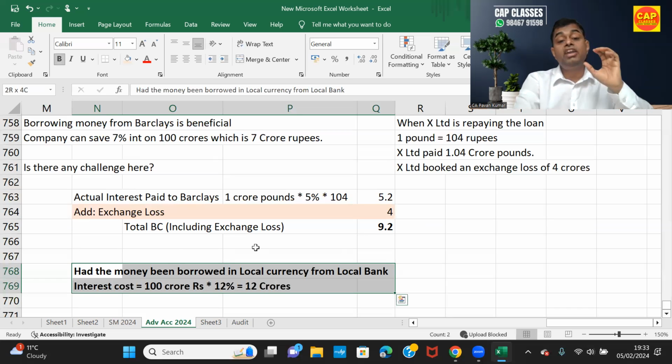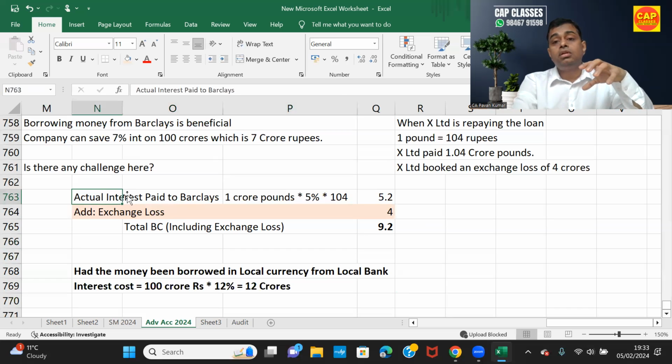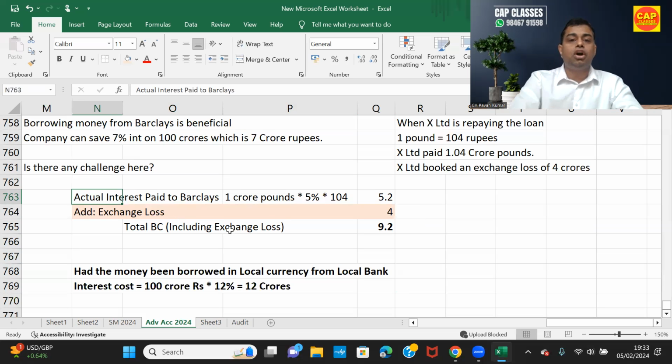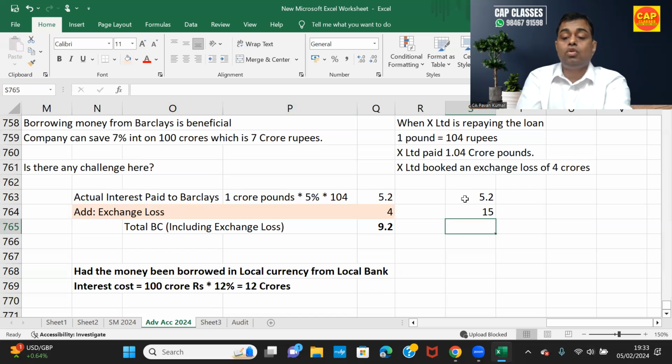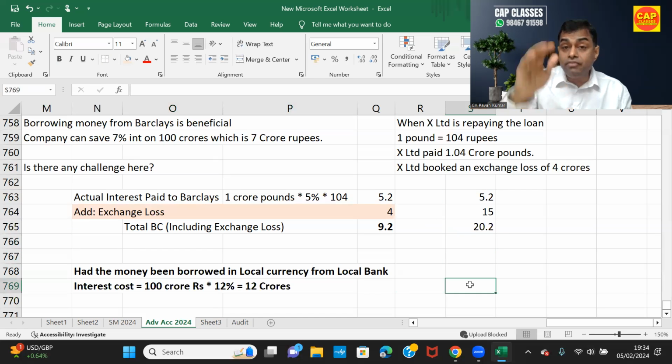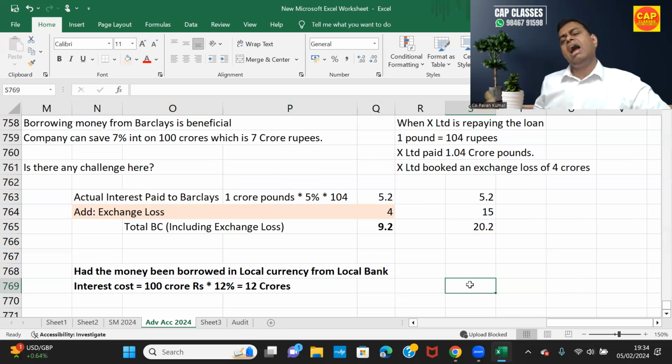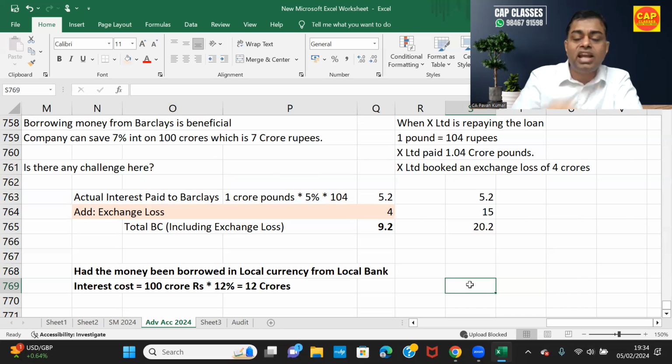So up to this, if Pavan wants to capitalize the actual interest cost paid to a foreign bank plus exchange loss, I will allow. But the moment Pavan says, sir, dear ICAI, this is 5.2, but I lost 15 crores in exchange, so my total interest cost is this much, then ICAI will call me and say, at one slap, a shameless guy.